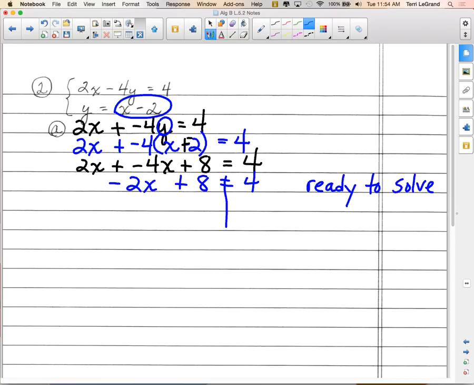Subtract 8. Okay, so we'll subtract 8. Bring down our negative 2x, that's now by itself. 4 take away 8, negative 4. Next step. Divide both sides by negative 2, so negative 2x gets divided by negative 2, negative 4 gets divided by negative 2.